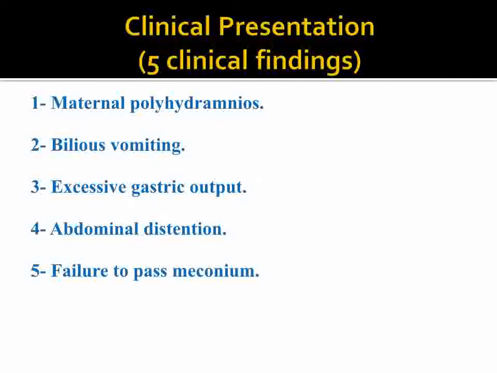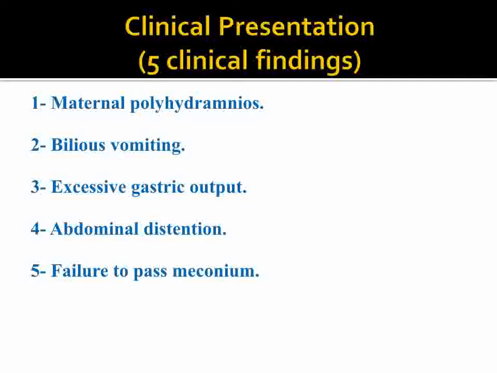Okay, after that, what is the clinical presentation of neonatal intestinal obstruction? Neonatal intestinal obstruction, as an intestinal obstruction, has 5 clinical manifestations or 5 clinical findings that we usually find in most cases. The first is maternal polyhydramnios. The second is bilious vomiting. The third is excessive gastric output. The fourth is abdominal distension. And the fifth is failure to pass meconium.